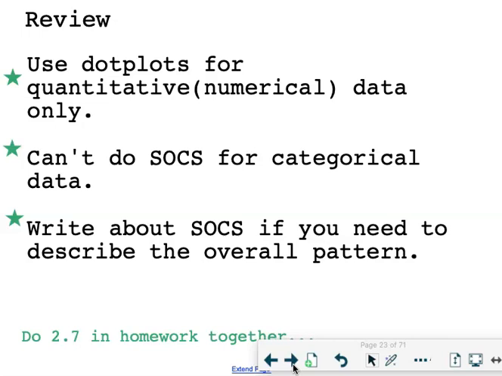But just a quick review. Dot plots are for numerical data. You wouldn't use a dot plot for favorite color. Okay, don't do socks for categorical data. So no socks for bar graphs, no socks for pie charts. Write about socks if you need to describe the overall pattern. Okay, so anytime it says describe the overall pattern, that's telling you to talk about socks.